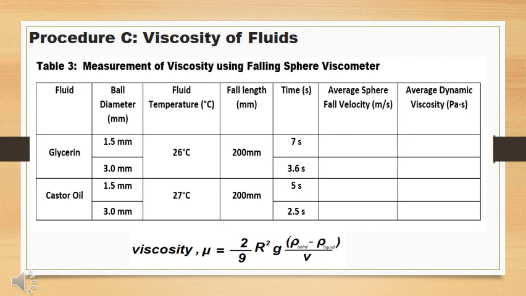With these data, we can determine the average sphere fall velocity in meters per second. And with the equation provided for determining the viscosity, we can compute the average dynamic viscosity in Pascal second using the previous information that we have obtained, like the density of solid and the density of liquid. Now we can complete the table by solving this equation.